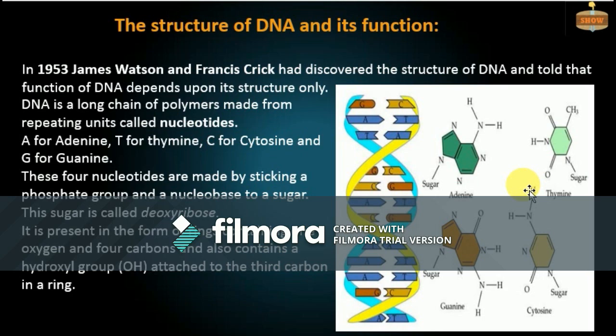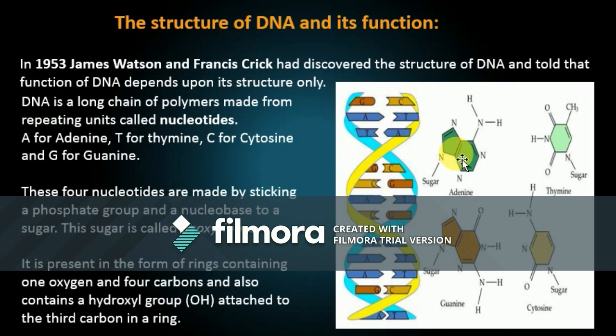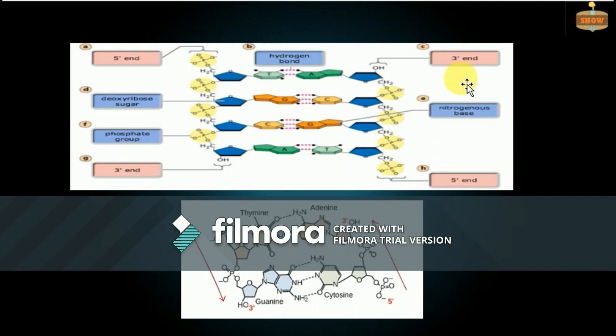Let's see one more point. It is present in the form of a ring. You can see this is all present in the form of a ring containing 1 oxygen and 4 carbon, and it also contains a hydroxyl group. This hydroxyl group, OH, is attached to the 3rd carbon in the ring. By this figure now you can see the phosphate group, deoxyribose and nitrogenous base, 3' and 5' and everything, and even the hydrogen bond and hydroxyl group.